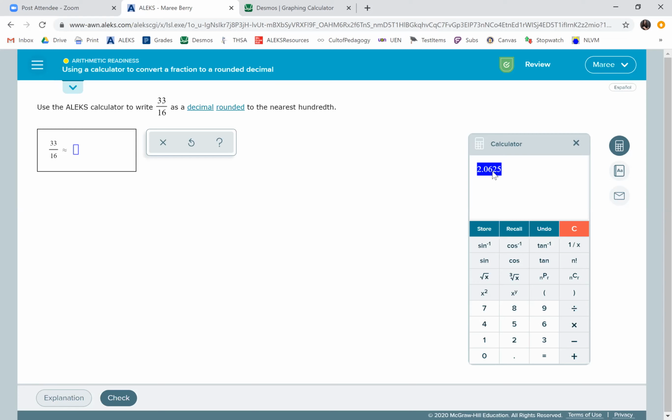And this 2 decides it for us. And we're going to keep it as 2.06 because that 2 is below 5. So it's 2 and 6 hundredths.